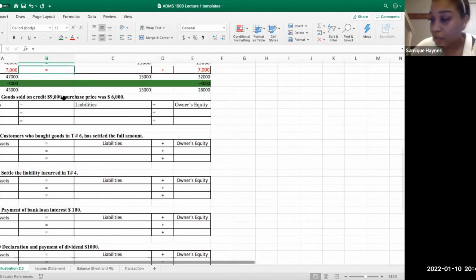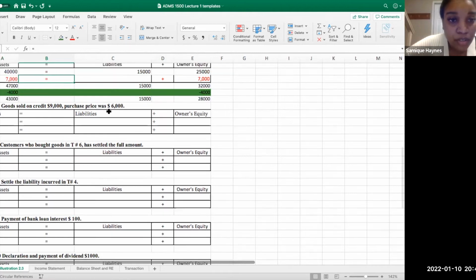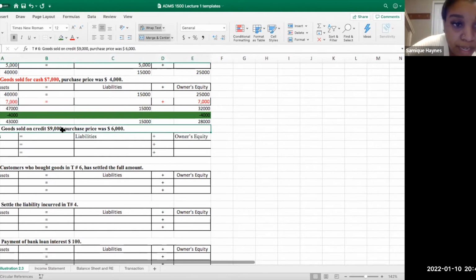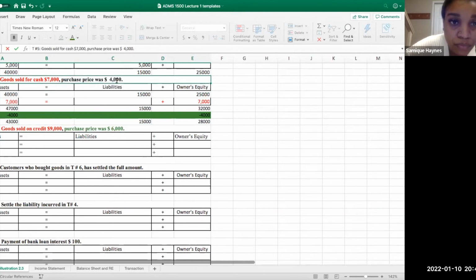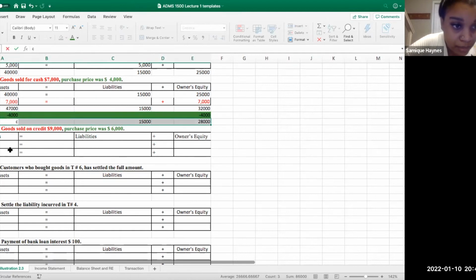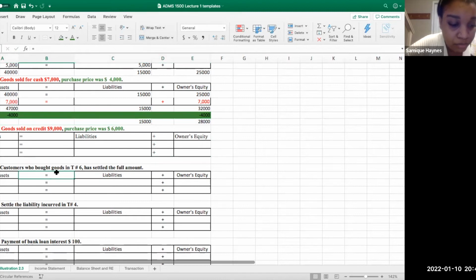Goods sold on credit, $9,000. The purchase price was $6,000. So look at this now, goods sold on credit. Again, I'm gonna highlight this part in red. This is the goods, this is the sale. Purchase price was $6,000. Yes, credit is like on account, exactly. They didn't pay you in cash. No, they did not. But that doesn't stop us from recognizing the sale.